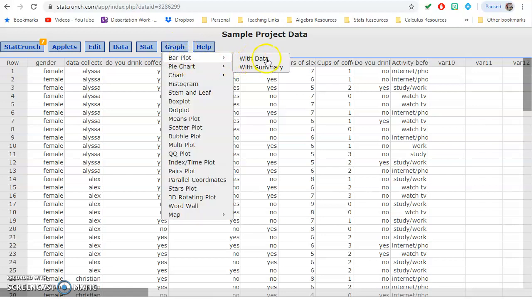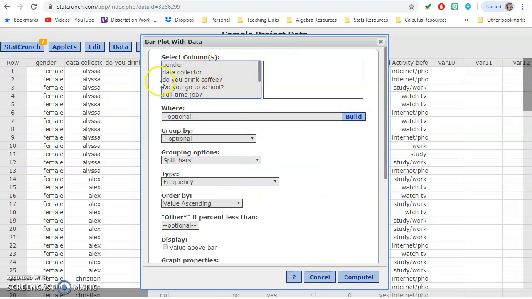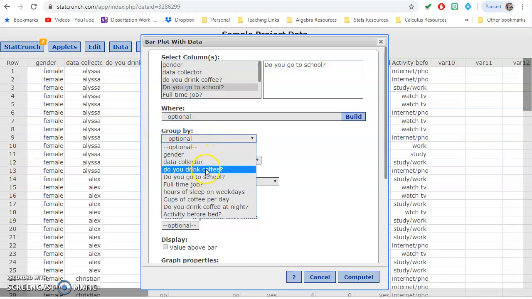So we're going to do with data, because everybody should have data. And this is where it gets a little tricky. I'm going to look at whether coffee and being a student are related. I never decide which way this goes, so we're going to try one. I'm going to have the columns be students, and then we'll do coffee within that. I think this is going to work. And then we'll do coffee here.